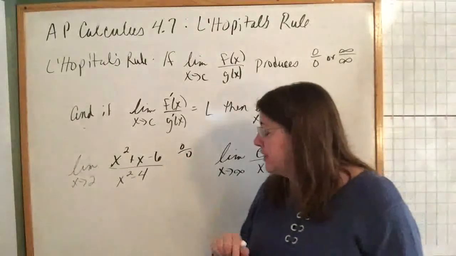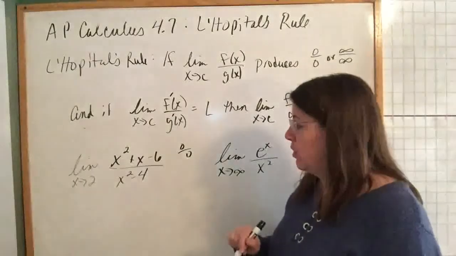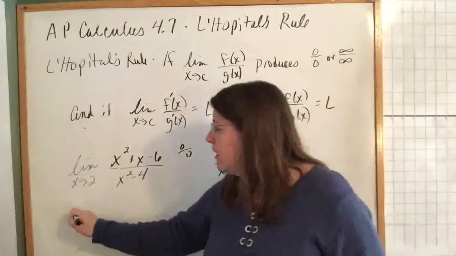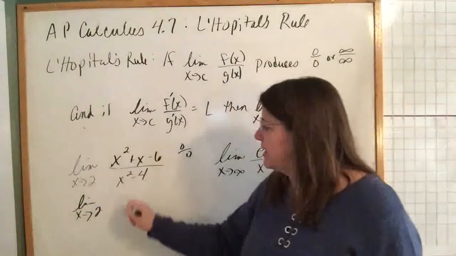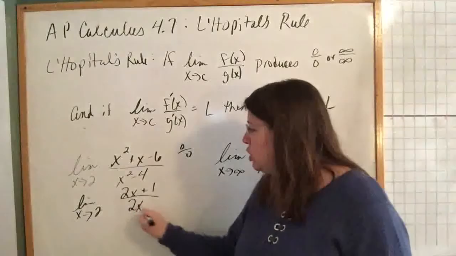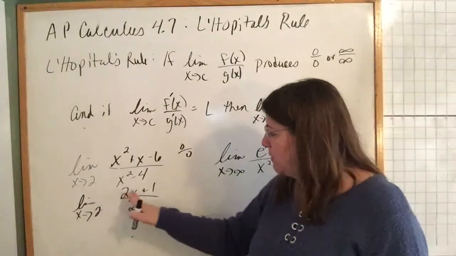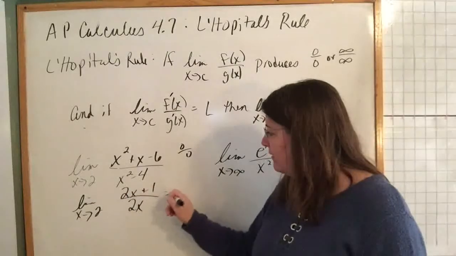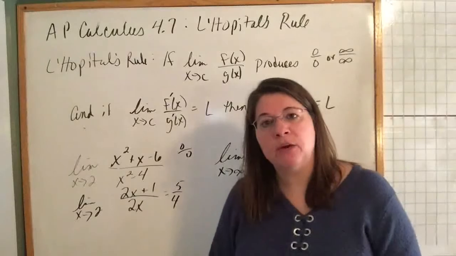So we do have the indeterminate form 0 over 0. So I'm going to have to use L'Hopital's rule. I'm going to take the derivative of the top and the bottom. So the limit as x approaches 2, the derivative of the top is 2x plus 1 over the derivative of the bottom, 2x. I'm going to again do direct substitution. So 2 times 2 is 4 plus 1 is 5. And 2 times 2 is 4. So the limit there would be 5/4.